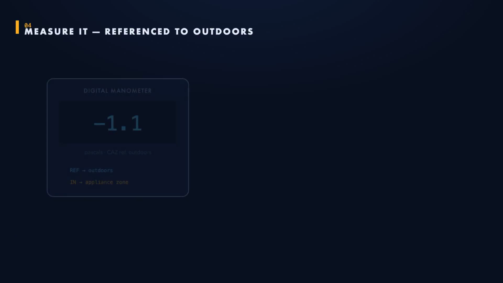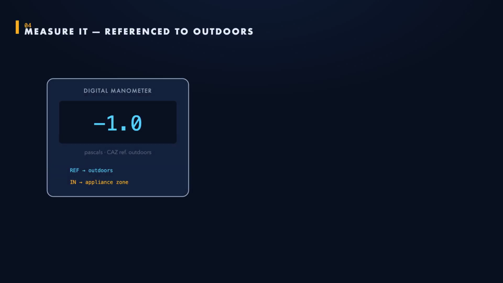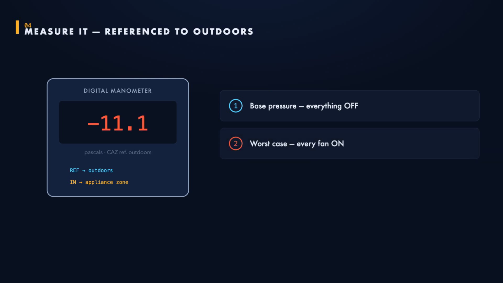Now measure it. Put a manometer on the combustion appliance zone, reference to outdoors. First read the base pressure with everything off. Then subtract that base so you see only what the fans create. You want the zone pressure under worst case, in pascals, compared against the appliance limit. Negative means the room is pulling against the vent trying to push exhaust out.